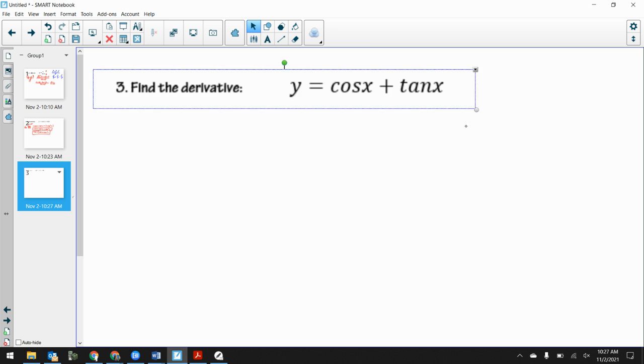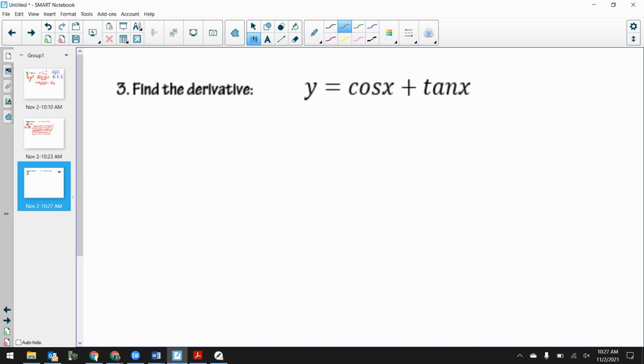Find the derivative of y equals cosine x plus tangent x. Okay, what is the derivative of cosine? Negative sine. Plus, what's the derivative of tangent? Secant squared.